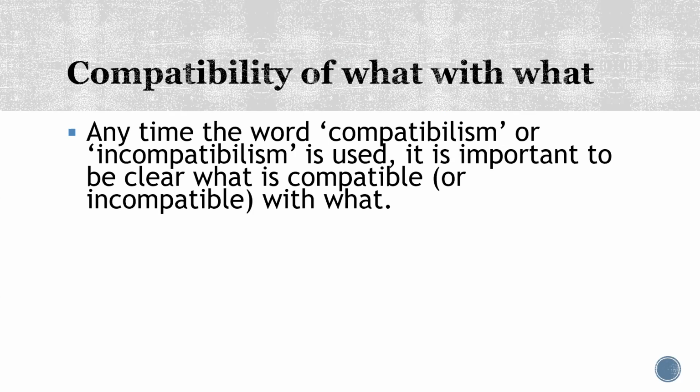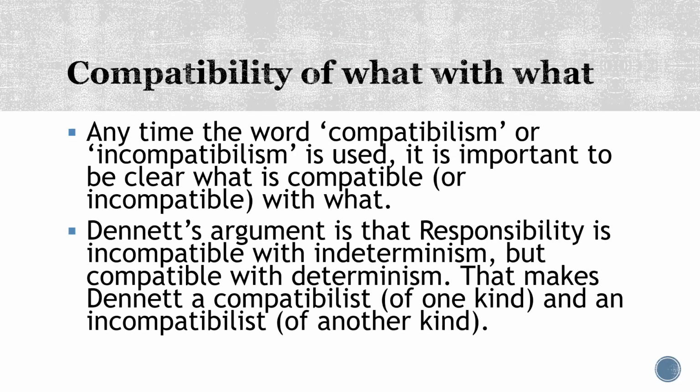I mean, the idea is you want to keep track of who's saying what is or isn't compatible with what. That will make things clearer in your own head, and it will make things clearer when you write about these things and think about these things. And so to resume, Dennett's argument that we were talking about is that responsibility is compatible with indeterminism, but also compatible with determinism. And that makes Dennett a compatibilist of one kind, but he's an incompatibilist of another kind because he doesn't think that free will is compatible with determinism.